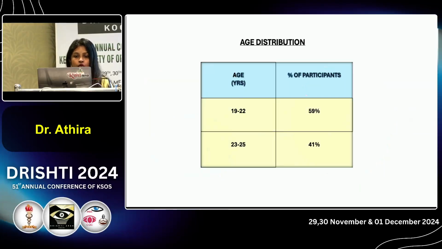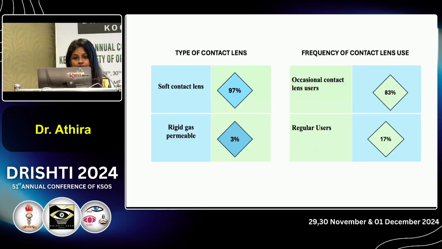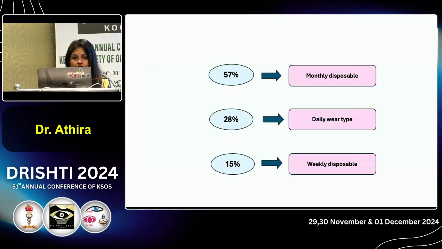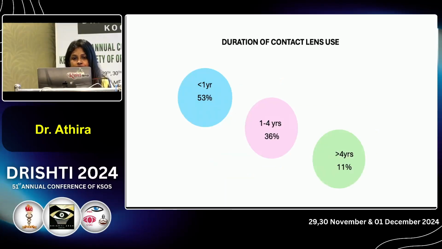59% belonged to the age group 19 to 22 years and 41% belonged to 23 to 25 years. 97% were using soft contact lenses, 83% were occasional contact lens users, whereas 17% were regular users. 57% were using monthly disposable lenses, 29% were wearing daily wear type, and 15% were wearing weekly disposable lenses.